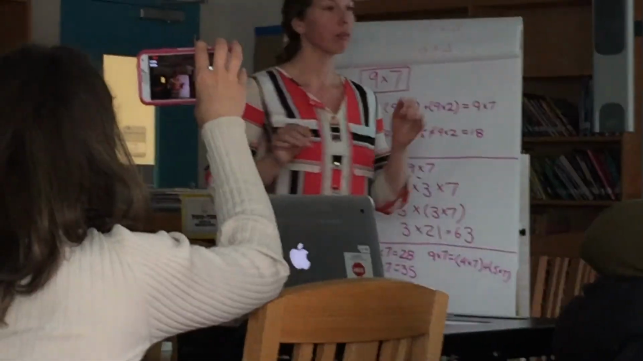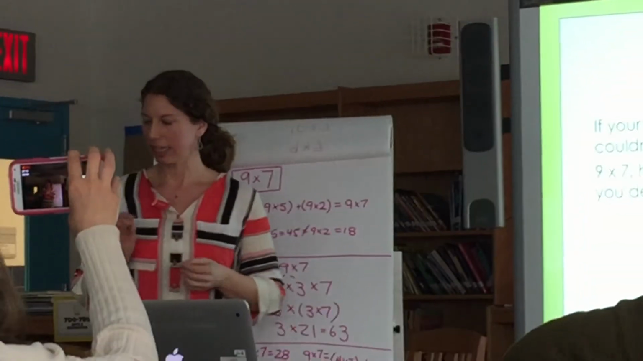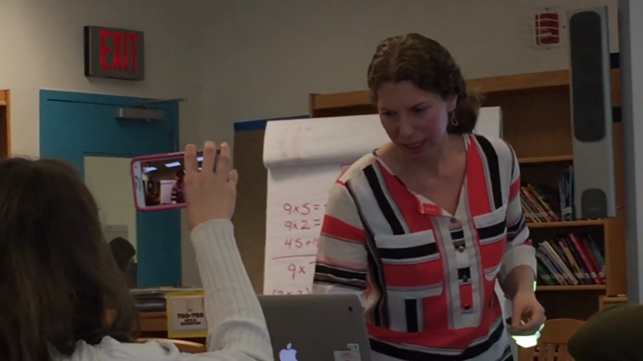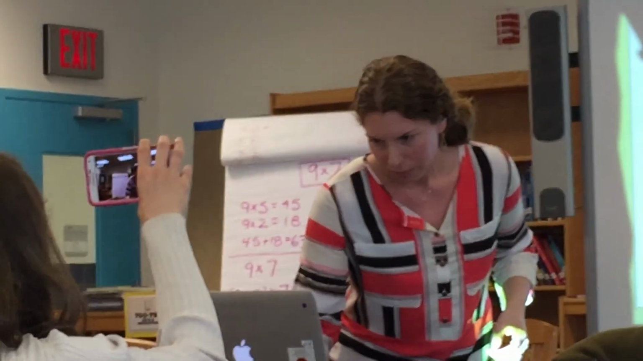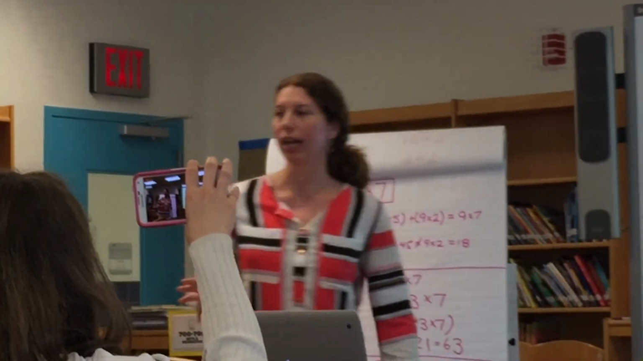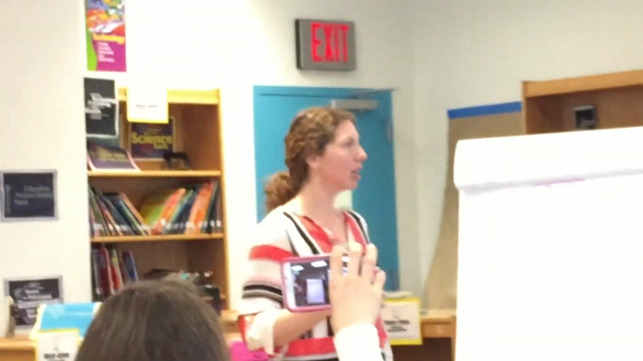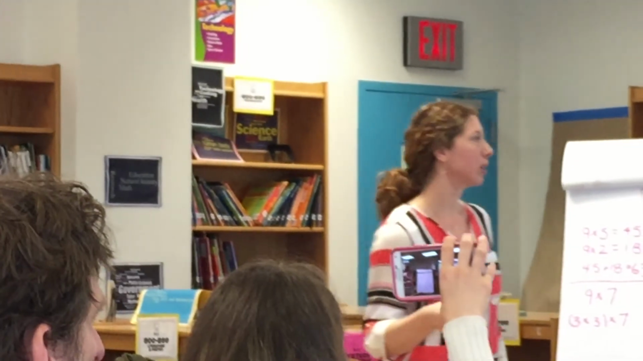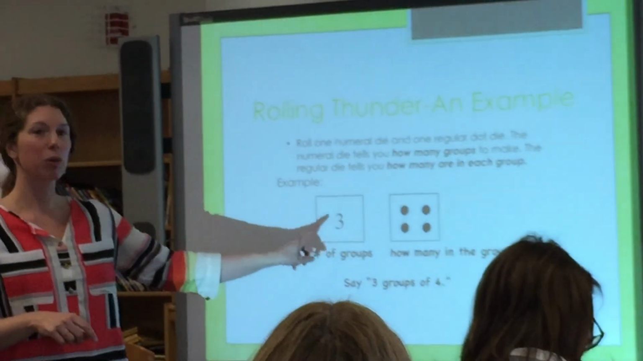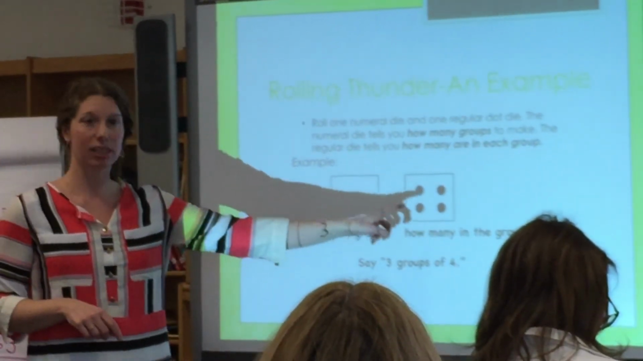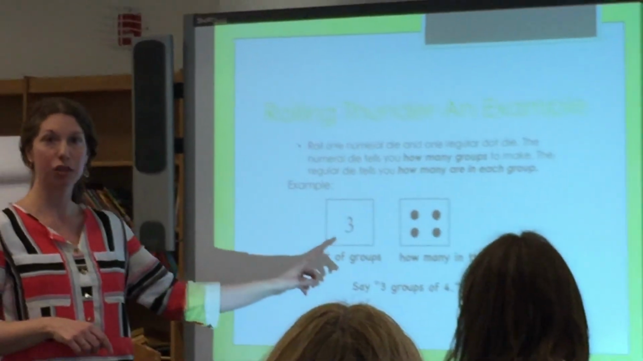So I'm not going to go through the first game with you because Rolling Thunder is actually a really pretty easy game. And if you have a 4th grade student, I wouldn't work on Rolling Thunder with your 4th grader unless they're really, really strong. It's a very early multiplication game that really gets back at that idea of groups of and has kids work with that language. So all you need is 2 dice, but you need 1 numeral die and the dot die. That's really important to differentiate the 2 factors.